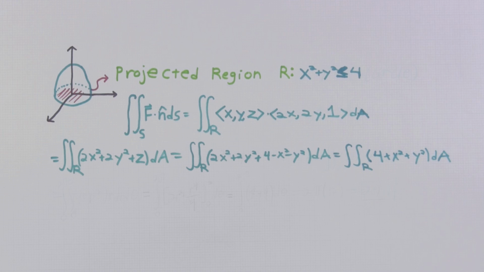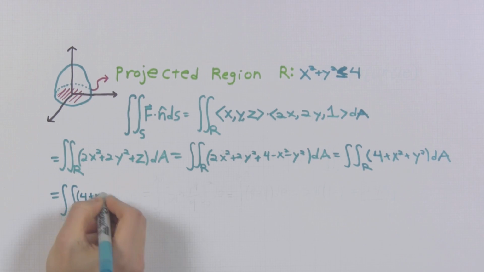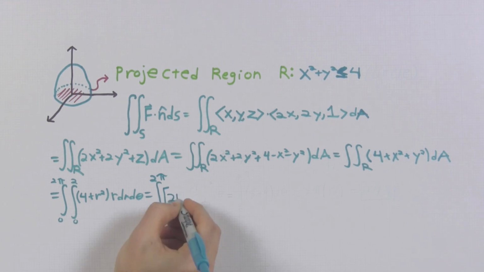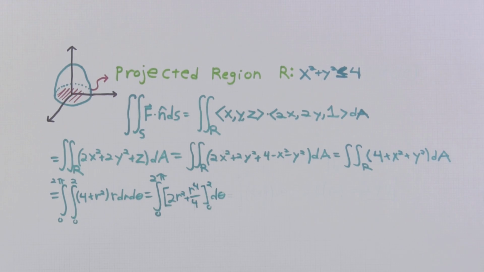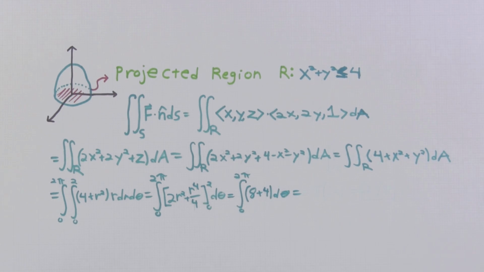If we're converting it to polar coordinates, then x squared plus y squared is equal to r squared. So our integrand will be 4 plus r squared. dA in polar coordinates is r dr d theta. For a circle, since we have x squared plus y squared equals 4 as our boundary, that means the radius is 2. So our radius ranges from 0 to 2, and our theta ranges from 0 to 2 pi. If we integrate this with respect to r, and evaluate, then we'll be left with the integral from 0 to 2 pi of 8 plus 4 d theta. This simplifies to a final answer of 24 pi.